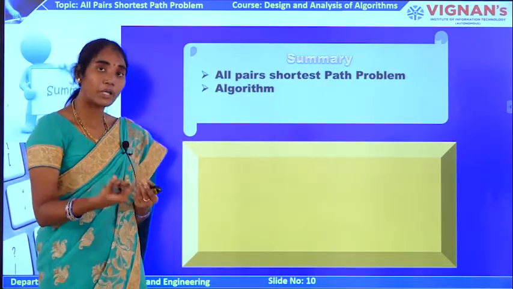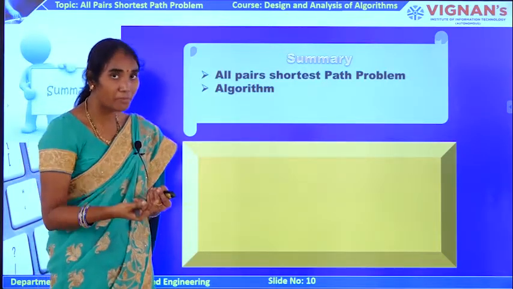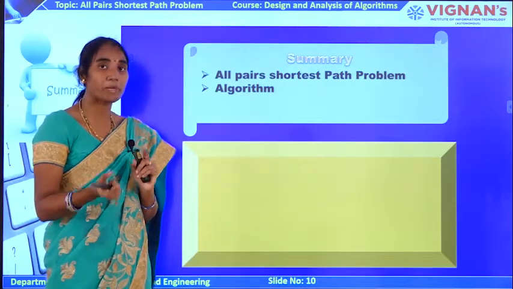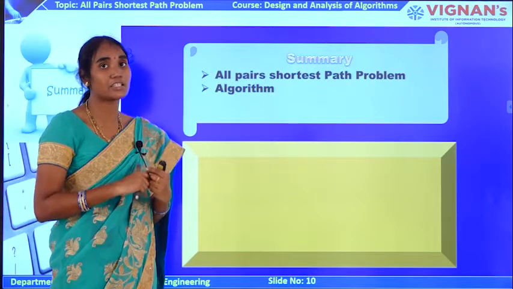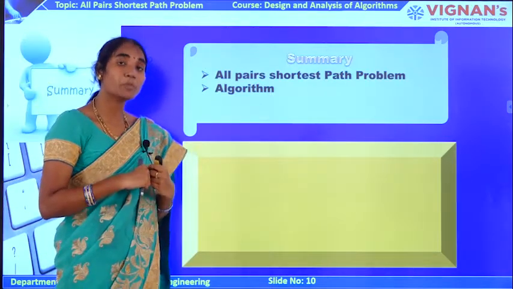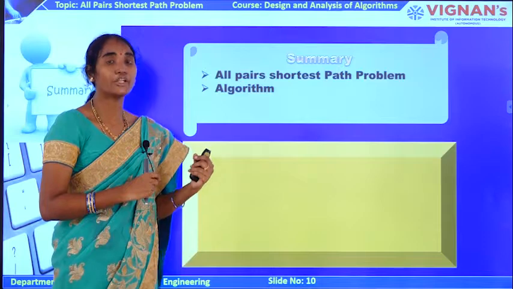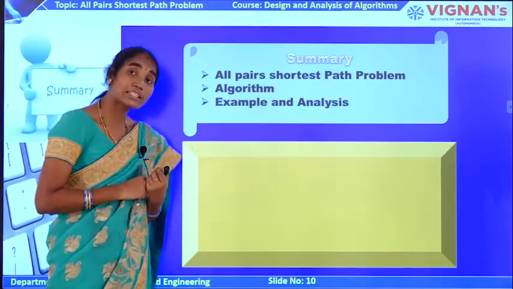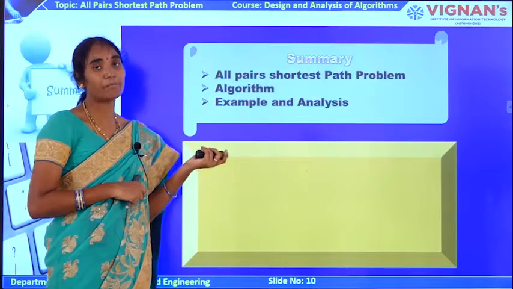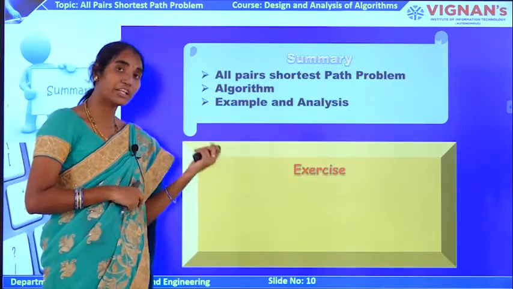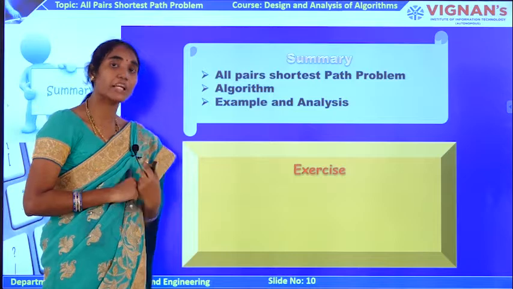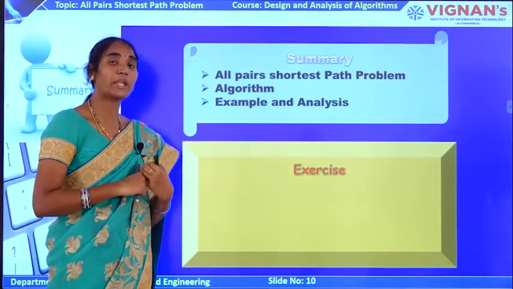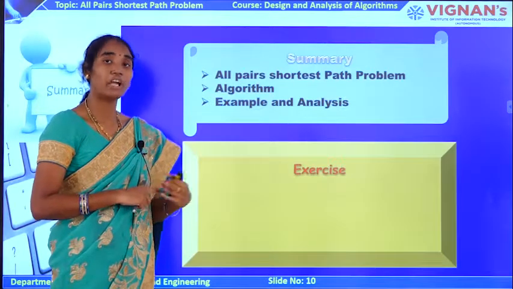So either the intermediate vertex is yielding the minimum distance or the direct distance is yielding the minimum. Which one is yielding the minimum value? That minimum value I consider as the shortest distance from vertex i to vertex j. We have also seen the algorithm followed by an example and the analysis part. Coming to analysis, the time required to execute the APSP problem is big O of n cube.